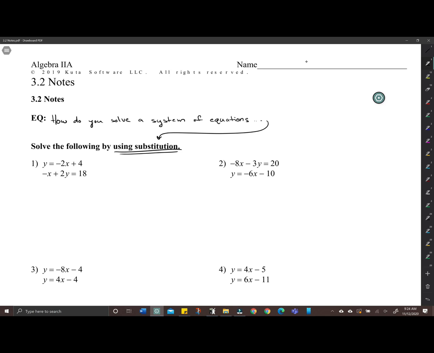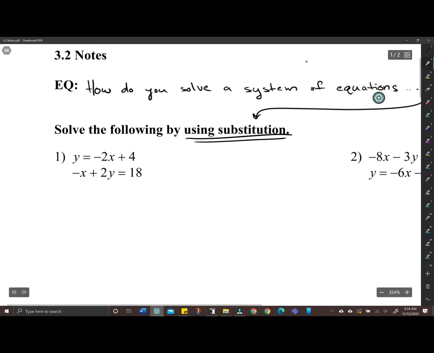So graphing is one method to solve a system of equations. Another method is the substitution method. And really it's not too crazy. So here, like number one, is how we are going to start seeing some problems. We have a system of equations, which is really just two equations at once. The first one is y equals negative 2x plus 4, and the second one is negative x plus 2y equals 18. So we can solve this in a few ways, but we're going to focus on the substitution method today.